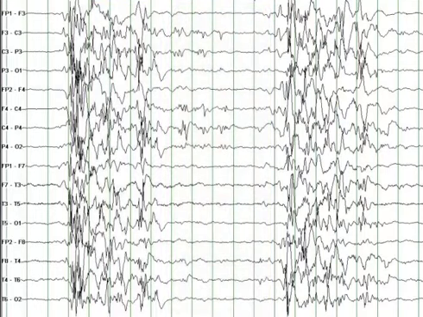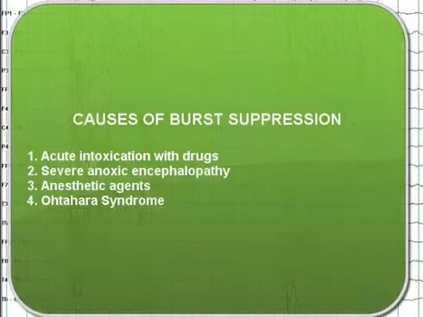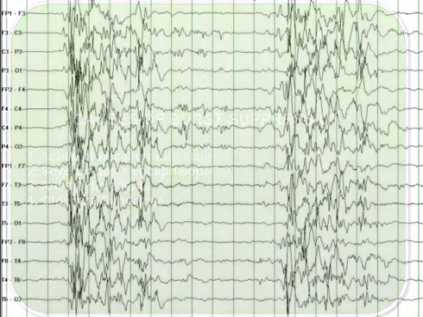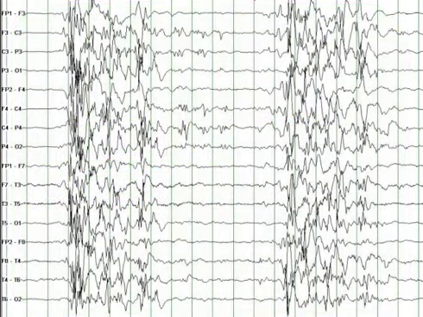The burst suppression pattern can result from a number of different etiologies such as acute intoxication with medications, severe anoxic encephalopathy, effect of anesthesia, and one of the rare epileptic encephalopathies which is called Ohtahara syndrome. The prognosis of a burst suppression pattern obviously depends on the underlying etiology. This particular patient was diagnosed with Ohtahara syndrome.